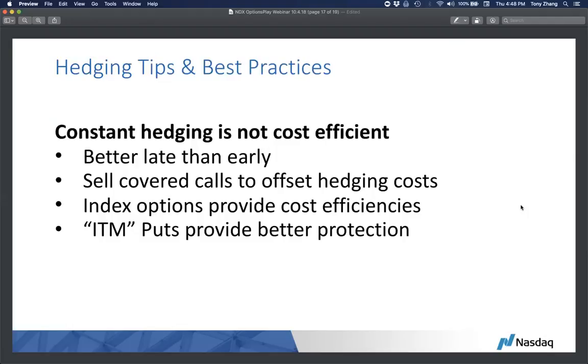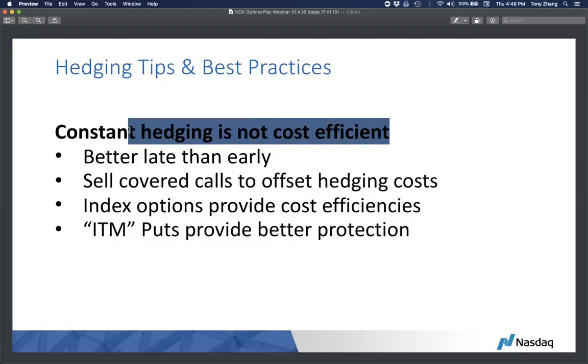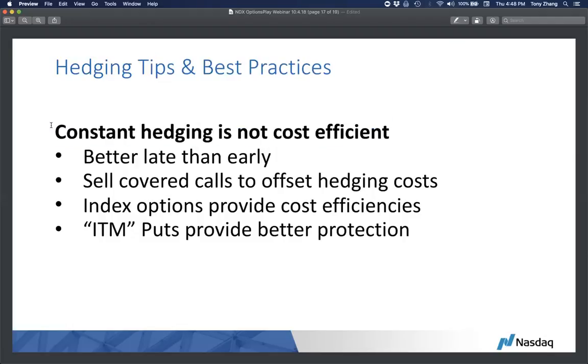So number one, constant hedging is not cost efficient. We've talked about hedging as a way to protect your portfolio, and I think most people will agree that when the market corrects, a hedge makes sense. However, constant hedging is not cost efficient because it costs you 1, 2, 3, 5% of your portfolio to just buy a hedge for a couple of months. If you bought it all the time, you would end up paying more in hedges than you would actually get in the appreciation of your portfolio. So it's not something that you want to do all the time.